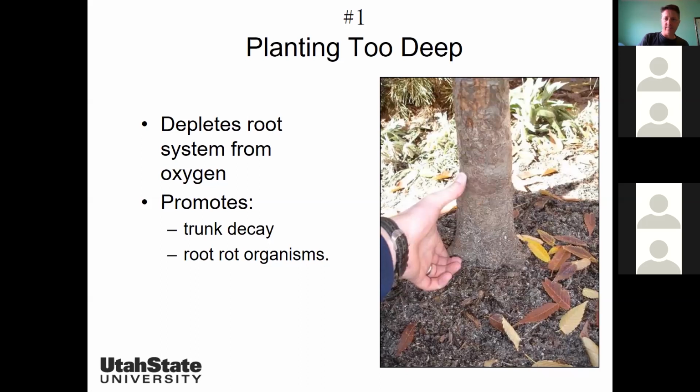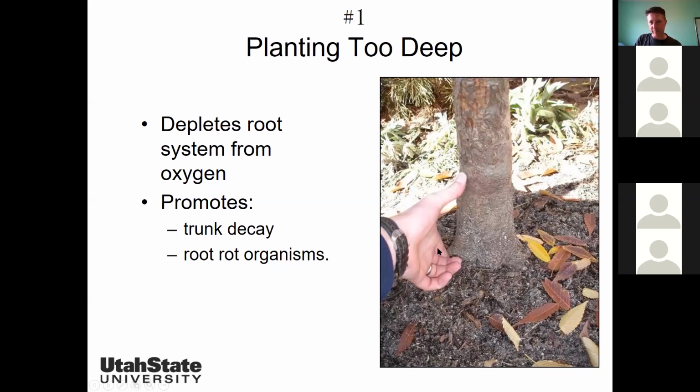So I just wanted to play out here some of the most common problems that we see with putting woody plants in the ground, just generally speaking. Number one is planting too deep promotes root system depletion of oxygen and trunk decay. So you can see here in this picture, this soil line right where the thumb is here is where that tree was in the pot.